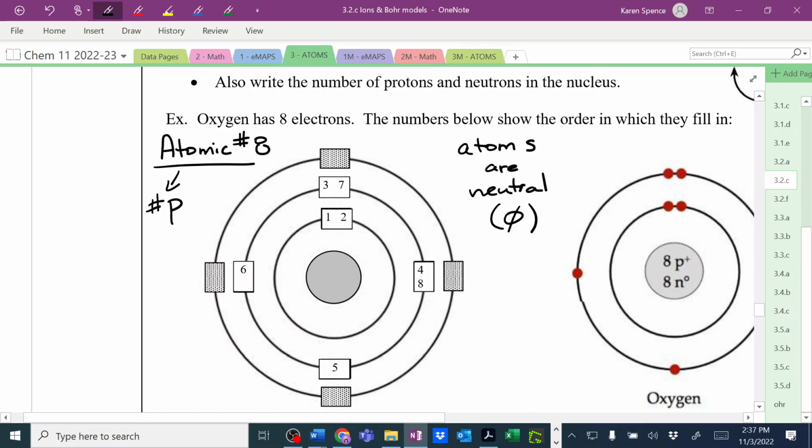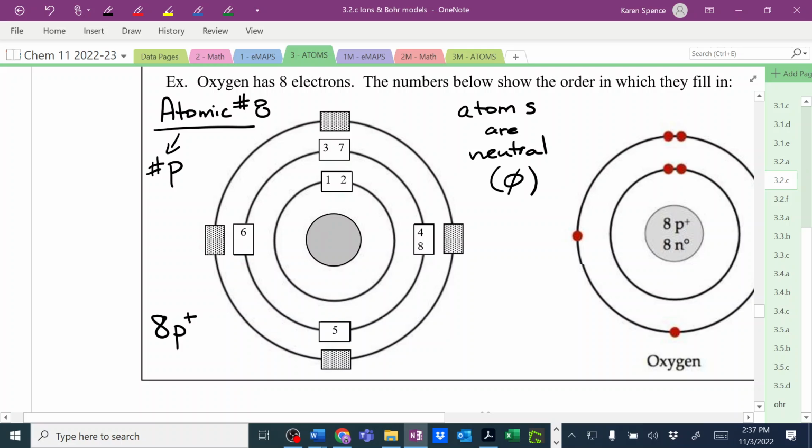If you have 8 protons, 8 positive things, how many negative things must you have? You must have 8. Oh, it's such a relief.